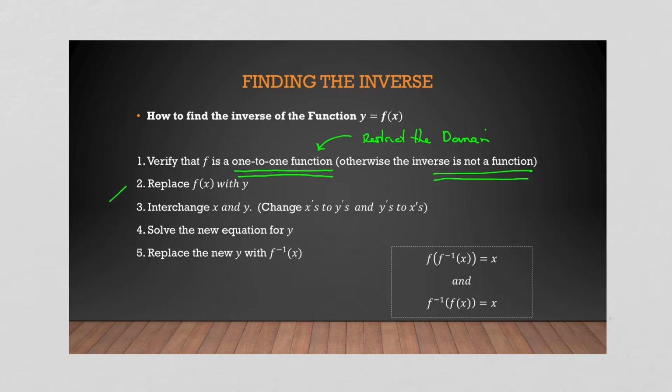And then we follow this recipe. We replace f of x with y, or g of x or h of x, whatever. We interchange the x and y's. We solve the equation for y, and then we throw in the inverse symbol. So a lot of recipe to follow, but you'll see in these examples how that works.